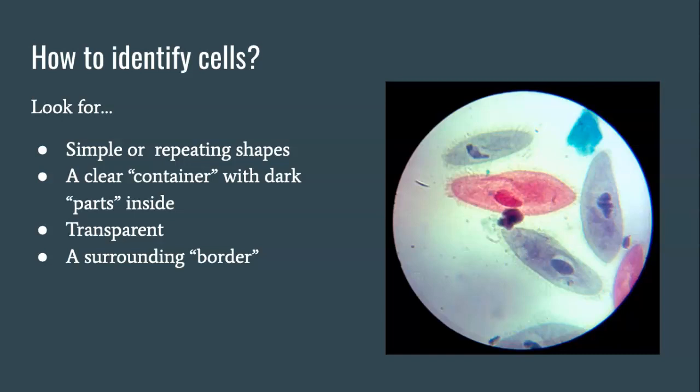Finally, when you look at cells under a microscope, they tend to have a border that goes around them. Again, looking at the shapes on the right, you'll notice that each cell has a slightly darker border around the edge of it than on the inside. So let's take a look at some examples.